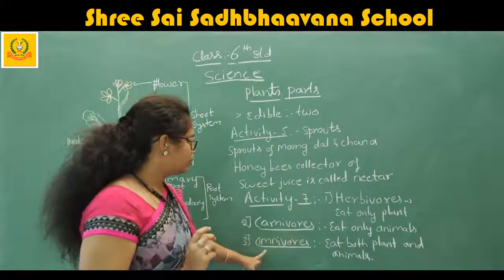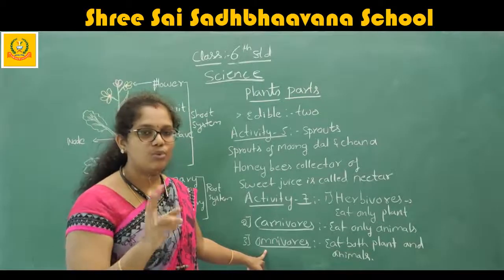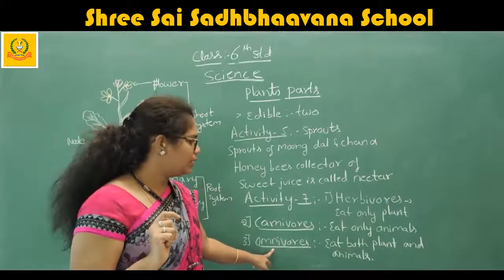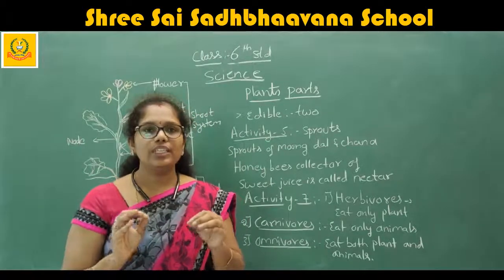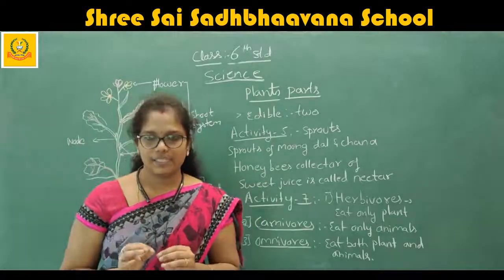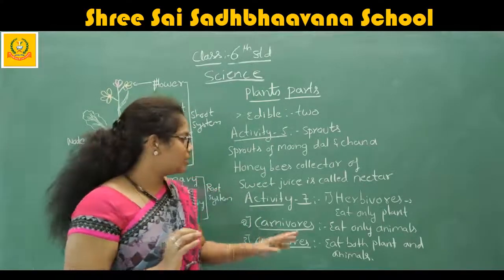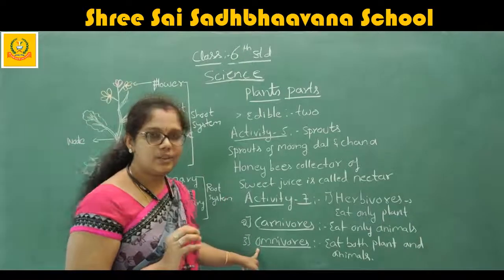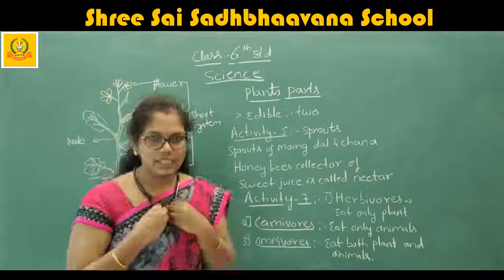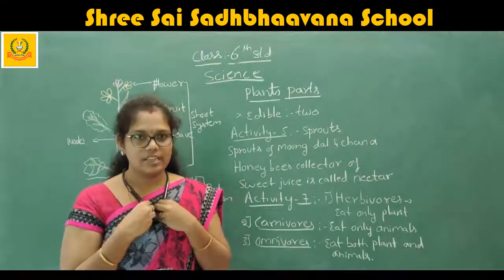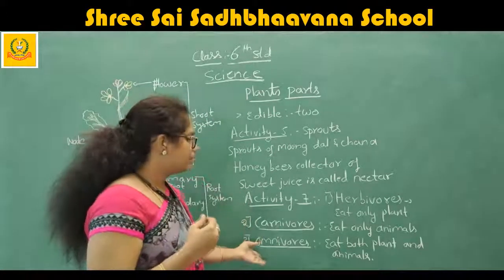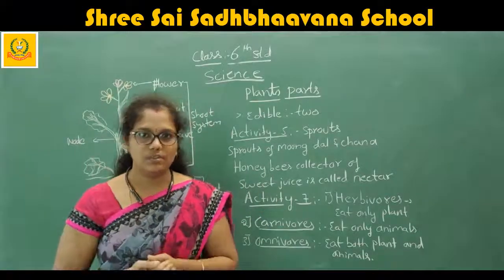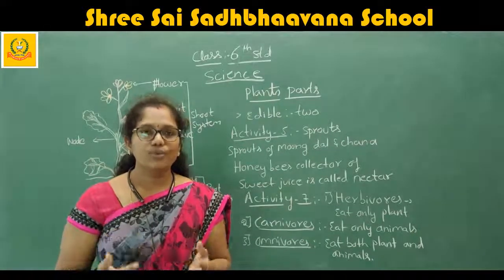Okay, and the next one is omnivorous. Omni means both. What does omnivorous mean? The animals which eat both plants and animals are known as omnivorous. For example, we can take ourselves as omnivorous. We eat both plants and animals, right? We eat plants as well as animals. Therefore, we are considered omnivorous.